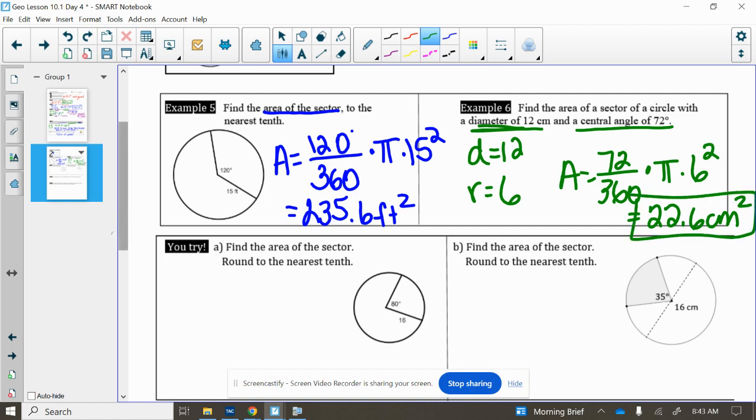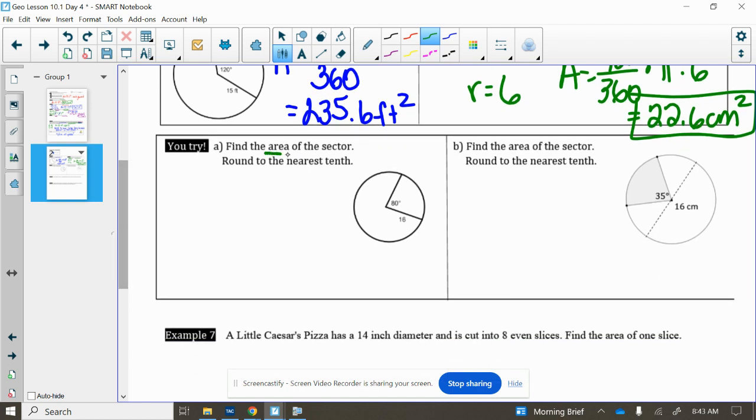All right, we have 2 examples now for you to try. The first one, you are finding the area of the sector in example A. And then in the second one, you are finding the area of the sector. Be careful that you are given the diameter to start.